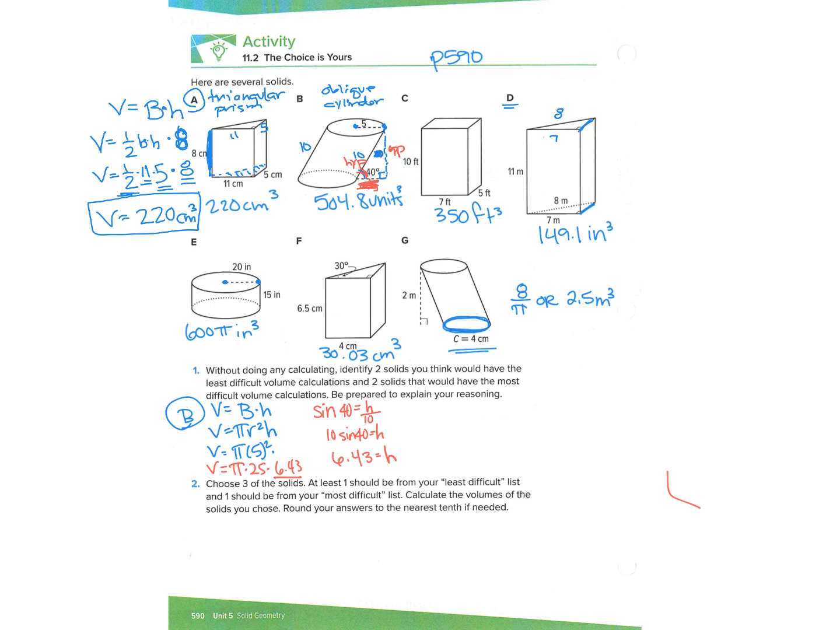So 6.43 times 25 is 160.75. So I guess I'm going to go this way. This is 160.75 pi units cubed. So first of all, that's if I left pi in it. That number again can be slightly different depending on how many decimal places I use for my height.